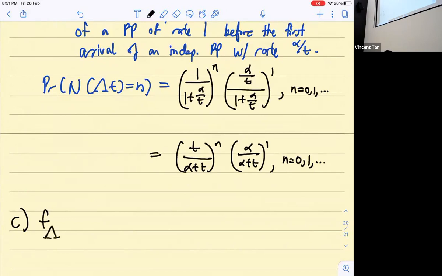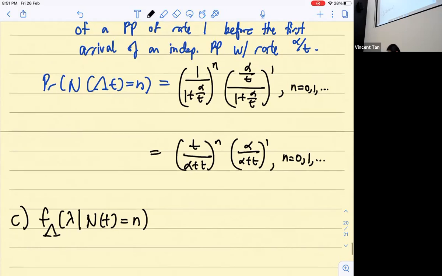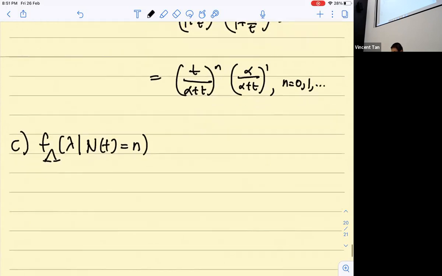So now let us try to find the conditional arrival. What is the distribution of the rate given that I see N_t equals n? So this is a Poisson process with random rate. I see that at time t, we have n arrivals. So what is the distribution of the rate? Now the rate is random. So the only way we can do this, at least the only way that I know, is to use Bayes' rule.